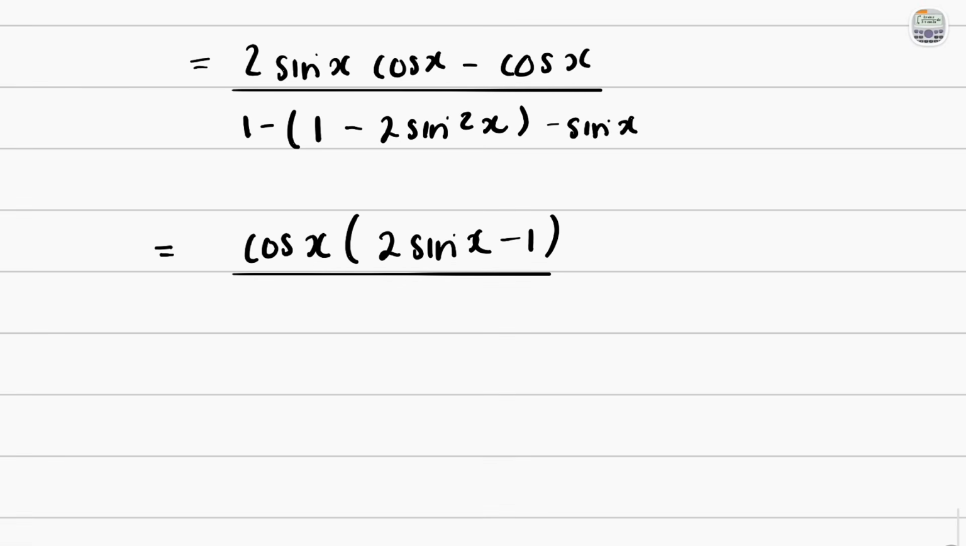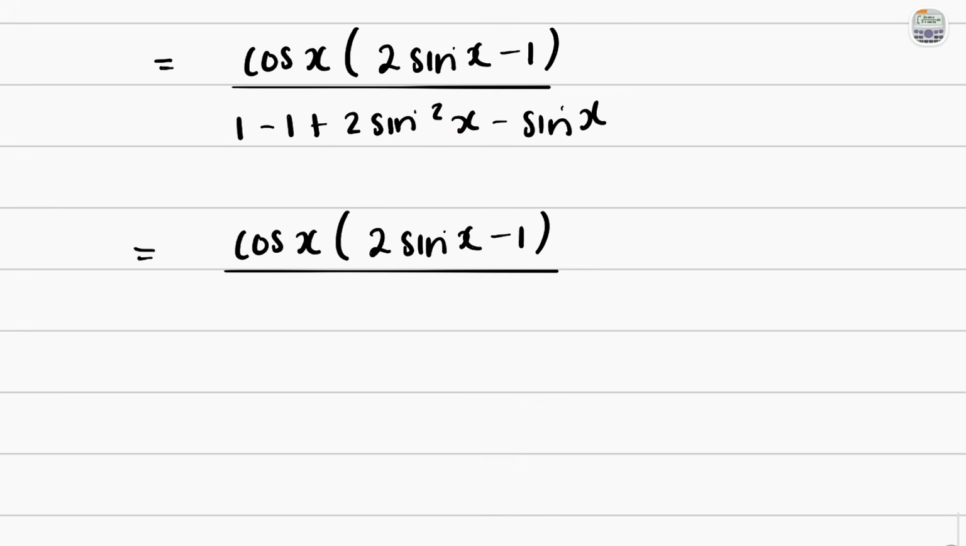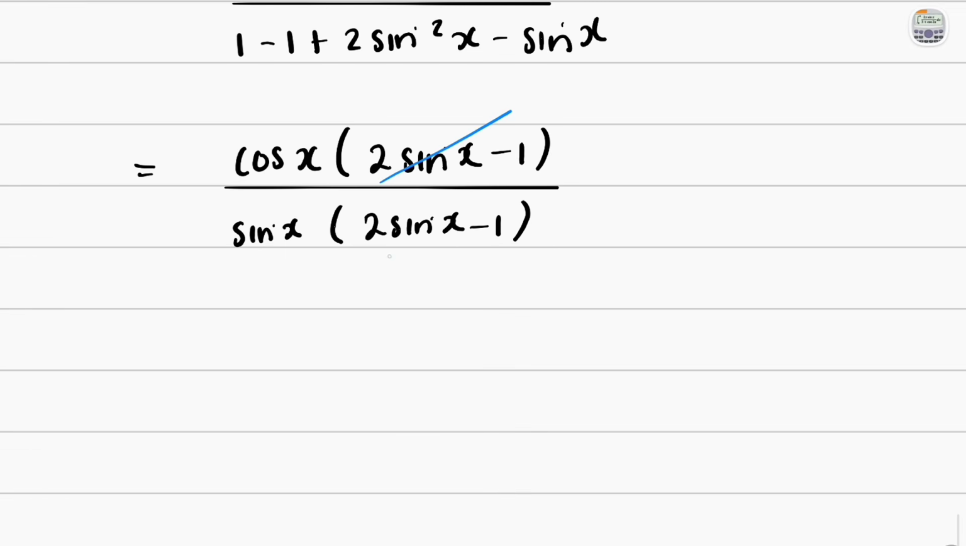And this goes all over. And when we distribute in, we have 1 minus 1 and then plus 2 sine squared x minus sine x. And then these two just become 0. Okay, so they just become 0. They are gone. So this is equal to, the numerator stays the same. And the denominator, because those are gone, we can take out a common factor of sine x. And then what is left in the first term? The first term will have 2 sine x. The second term will have negative 1. Great. Okay, so these two cancel. They're gone. And now we just have cos x over sine x.